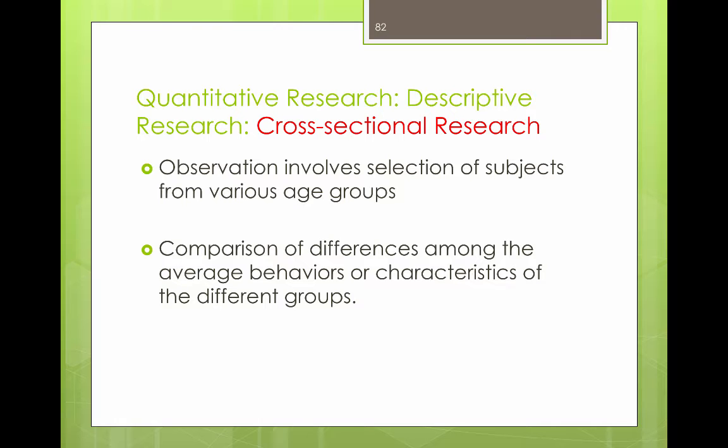Cross-sectional research is observation involving selection of subjects from various age groups. Comparisons of differences among the average behavior or characteristics of the different groups are made. So, a selection of subjects at various age groups and comparing them.